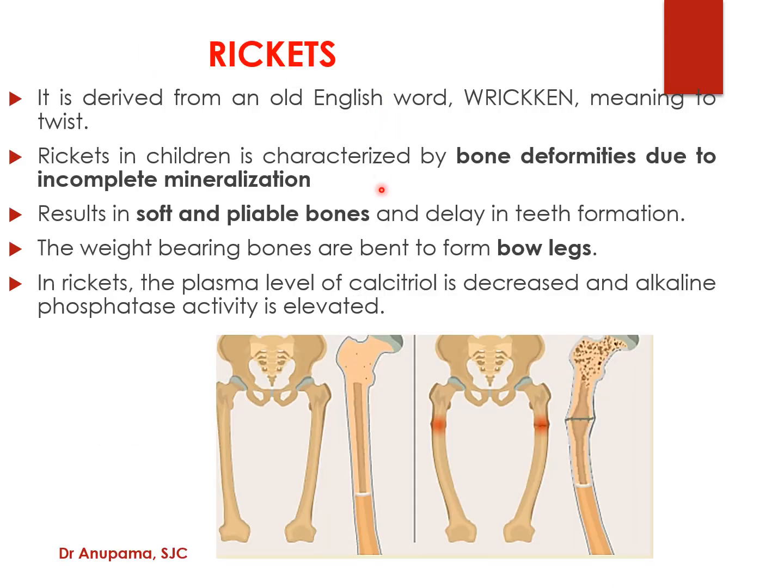Rickets. This word is derived from the English word wricken, meaning to twist. Rickets in children is characterized by bone deformities due to incomplete mineralization. It results in soft and pliable bones and delay in tooth formation. The weight-bearing bones are bent to form bow legs. In rickets, the plasma level of calcitriol is decreased and alkaline phosphatase activity is elevated.